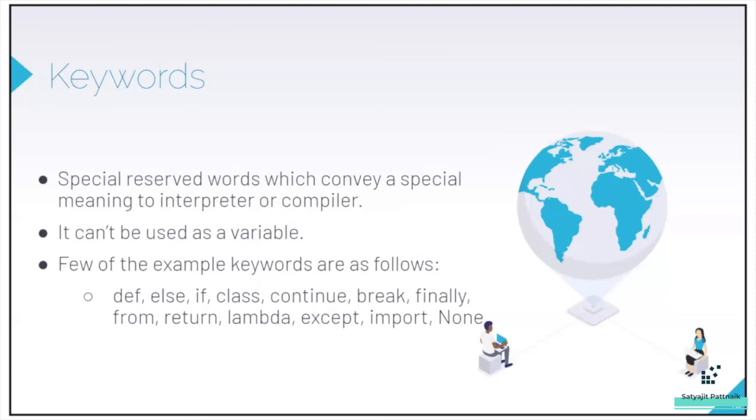Continue, break, finally, from. We often use from when we are importing some library: from XYZ import this, something like that. Return is also a keyword. Like in a function, if you want to return something, let's say you want to add two input values, your function can be def add, in the brackets A comma B, that means you're expecting two values. Inside that, you can do C equals A plus B, return C. That means C will be returned with the value of A plus B. As simple as that. So return is also one of the keywords. Lambda is also a keyword. We will study lambda in the functions part. After that, we have except, import, None. So all these are various keywords in Python.